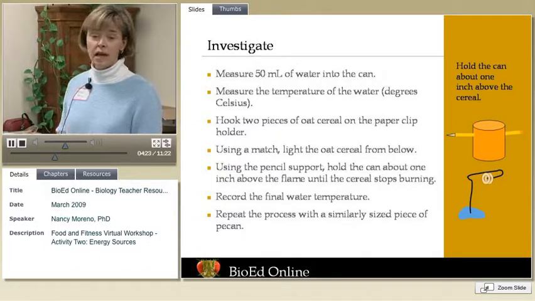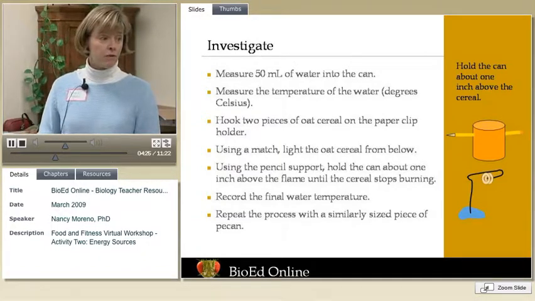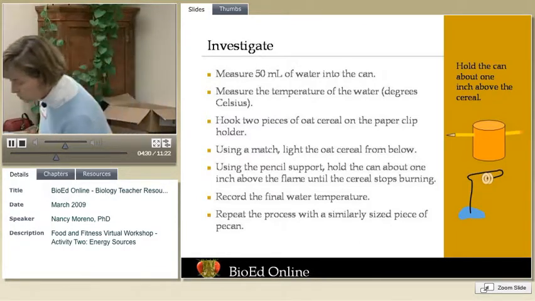Because, again, when we're talking about diet and nutrition, we want to think about portion sizes, not mass. If you'd like your students to compare the amount of calories given off with equal masses, you could also do that as a follow-up. But we're going to start out with volume.